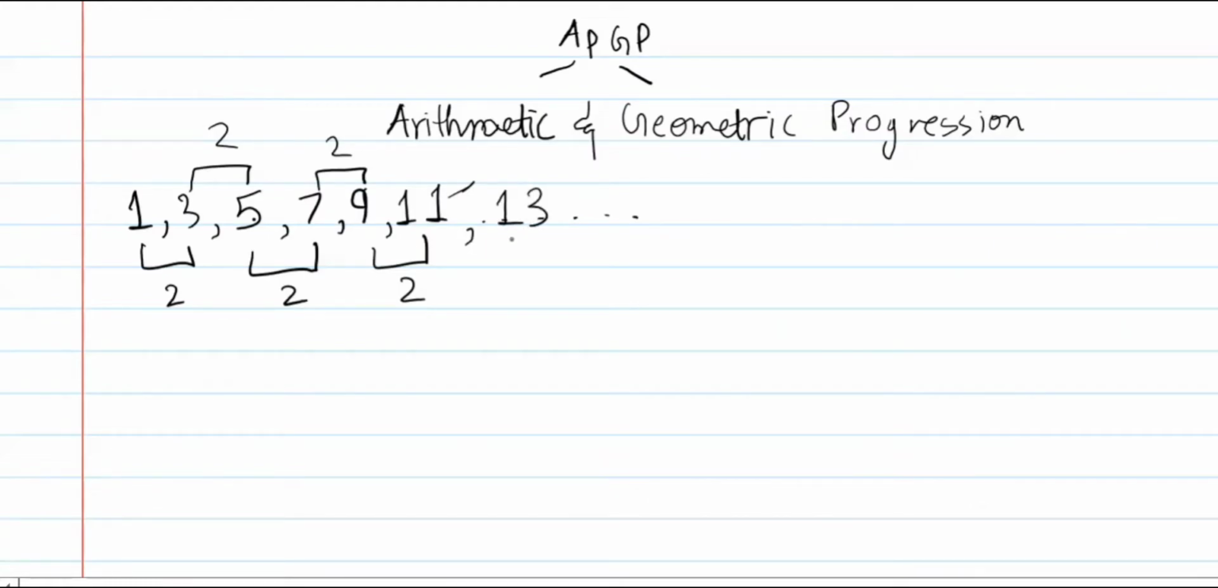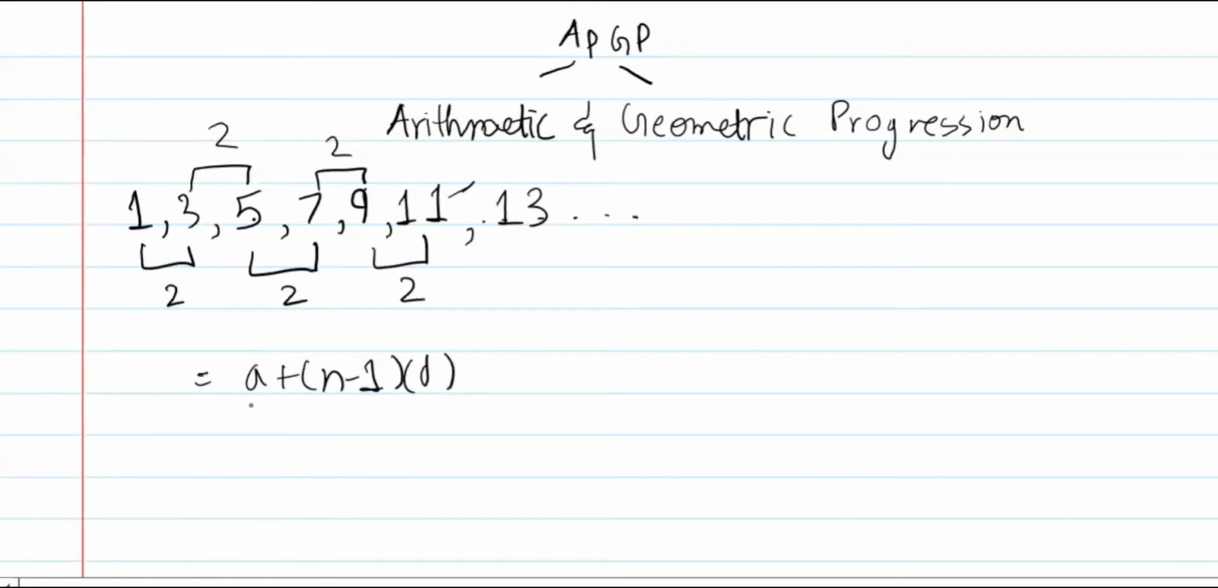But suppose there's a question which asks us to find the 100th term, or let's assume a greater value. Let's say the question asks us to find the 2000th term. So you cannot continue writing this series down. It will take a lot of time. We need a formula for this. And the formula is a plus n minus 1 into d.